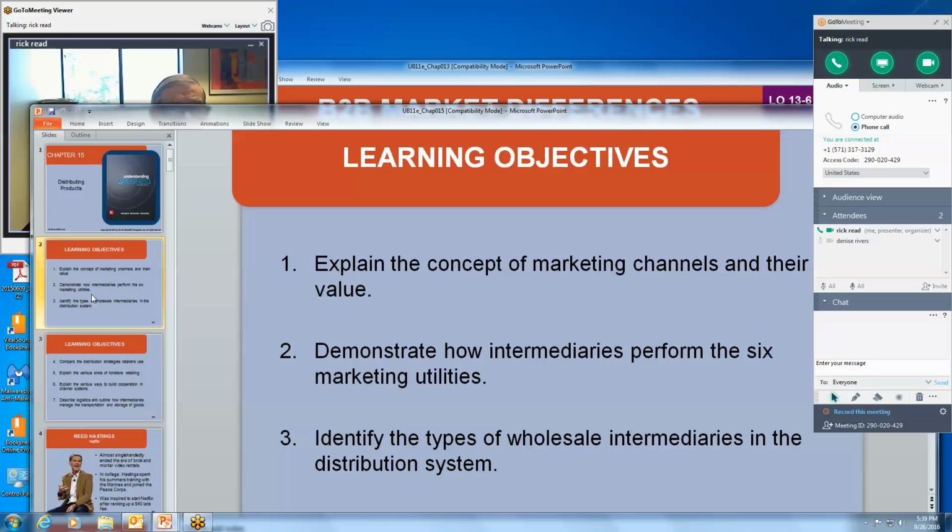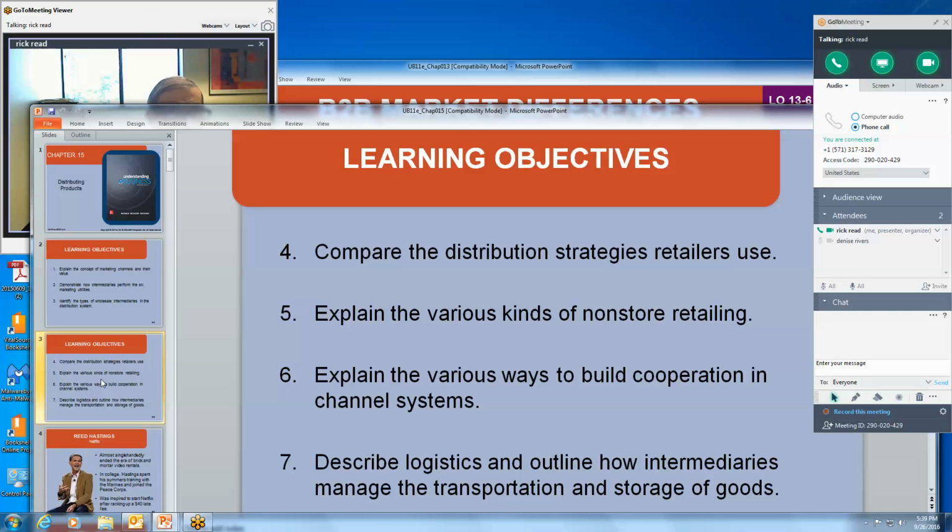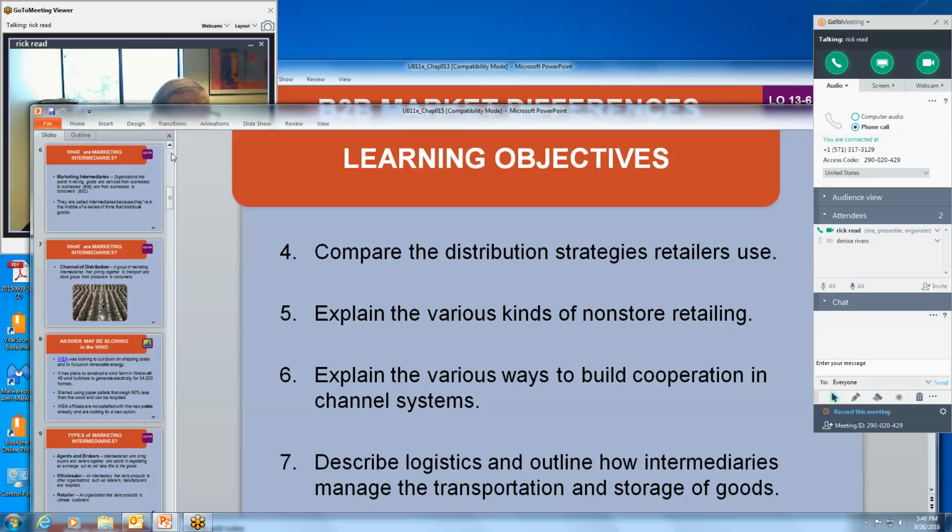Learning objectives: explain the concept of marketing channels and their value, demonstrate how intermediaries perform the 6 marketing utilities, identify the types of wholesale intermediaries in the distribution system, compare the distribution strategies retailers use, explain the various kinds of non-store retailing, explain the various ways to build cooperation and channel systems, and finally describe logistics and outline how intermediaries manage the transportation and storage of goods. We have a lot to cover.